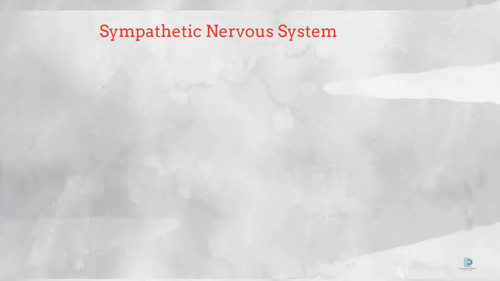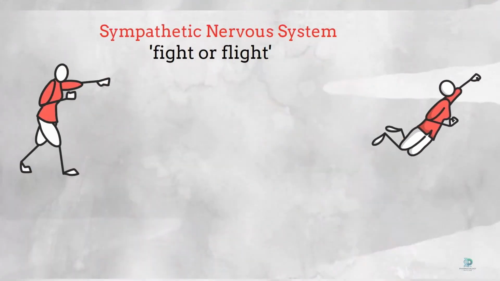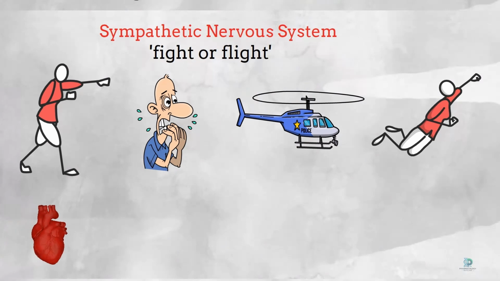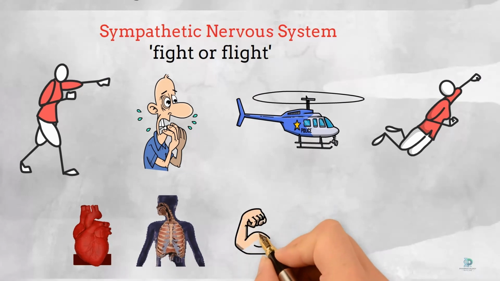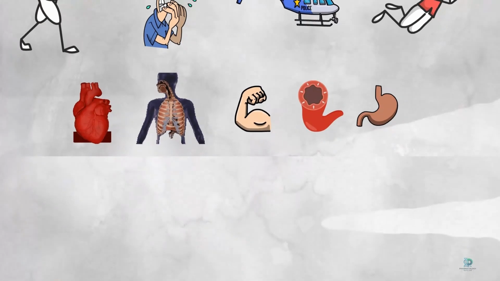1. The sympathetic nervous system. Often dubbed the fight or flight system, the sympathetic nervous system prepares the body for stressful or emergency situations. It increases heart rate, dilates the bronchi in the lungs for improved oxygen intake, and redirects blood flow to skeletal muscles by constricting blood vessels in less vital areas like the gastrointestinal tract.